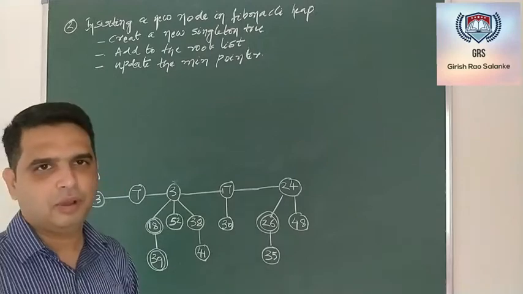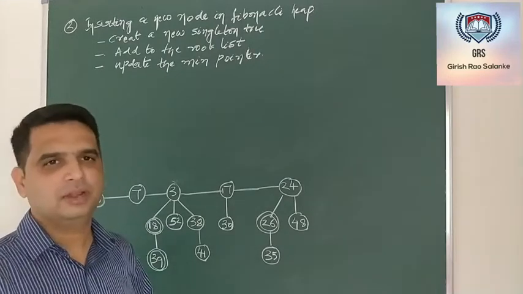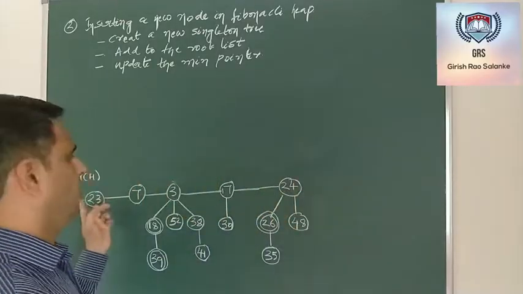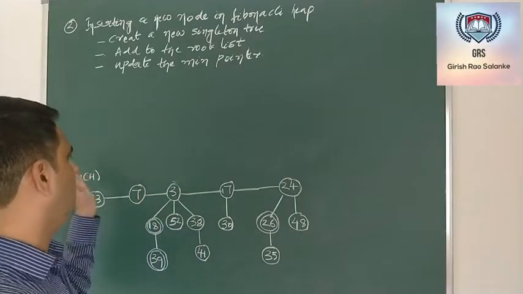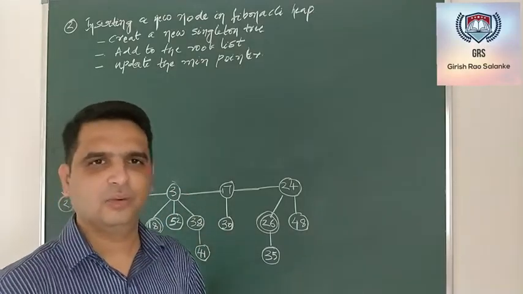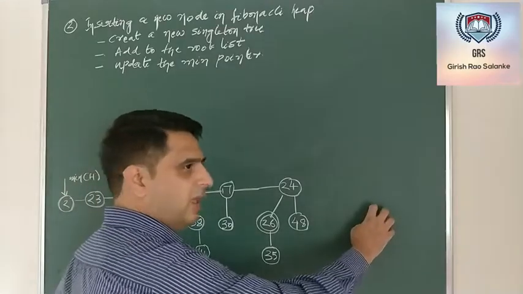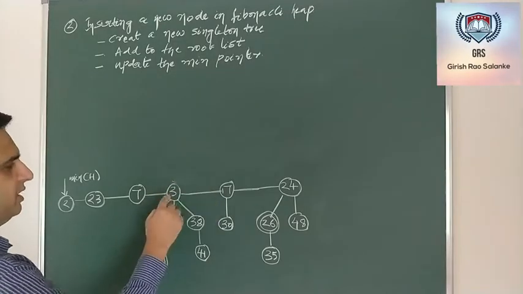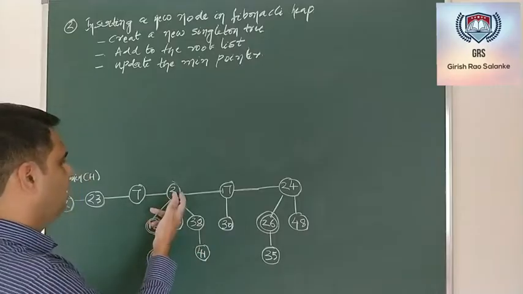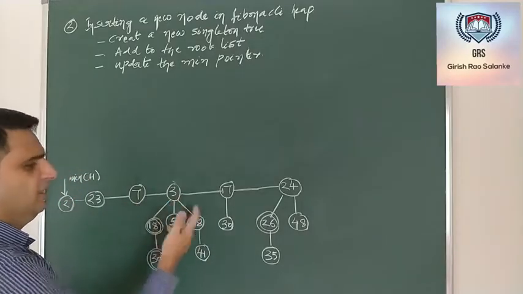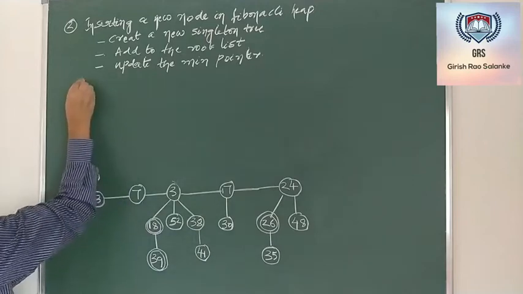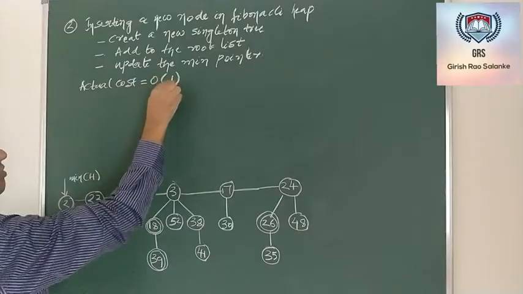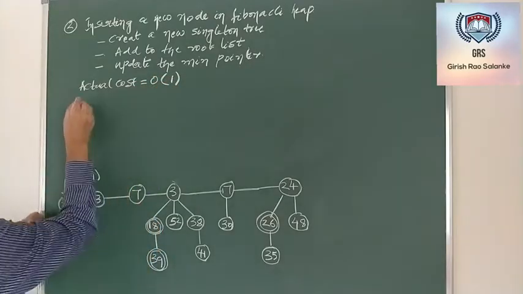Now coming to the time complexity. How much time does it take? I need to create a new singleton tree, add it to the root list, and update the min. Now if you see, all these three take only constant time. Creation, adding and update. Update in the sense you are just doing one comparison. 3 is compared with 2, and you update. If 3 is lesser than the newly created node, then 3 remains as it is. So I can say the actual cost is a constant time, which is order of 1. Now coming to the amortized cost.